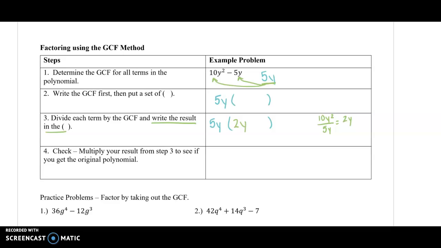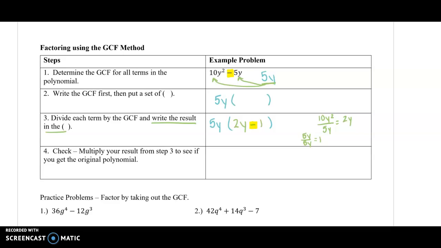And then I'm also going to take 5y, my second term, and divide that by 5y. 5 divided by 5 is 1, y divided by y is 1. So that becomes minus 1. And the reason why it's minus is because there was a subtraction sign up here. Okay, so you just want to be aware of that.